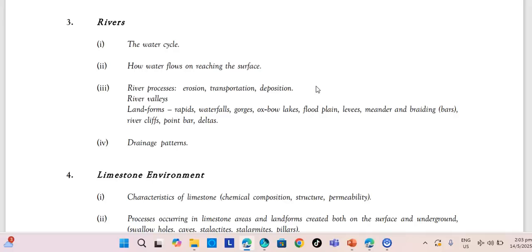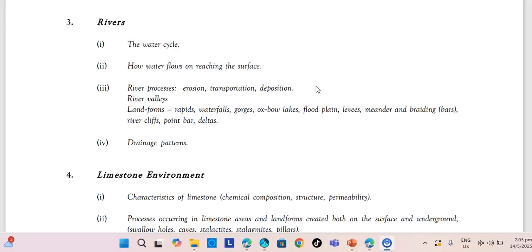Now, a drainage pattern is a shape or design made by rivers and streams as they flow across the land. It looks like a pattern from above. It might look like a tree, it might look like a star, it might look like a net, depending on the landscape and the rock type. Now, there are three types of drainage pattern. Dendritic pattern, we have radial pattern, and we also have trellis pattern. And we're going to look at each of these drainage patterns individually.